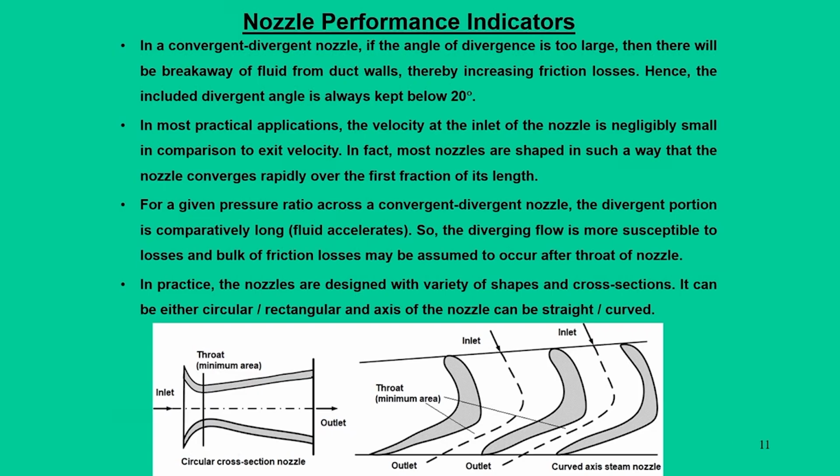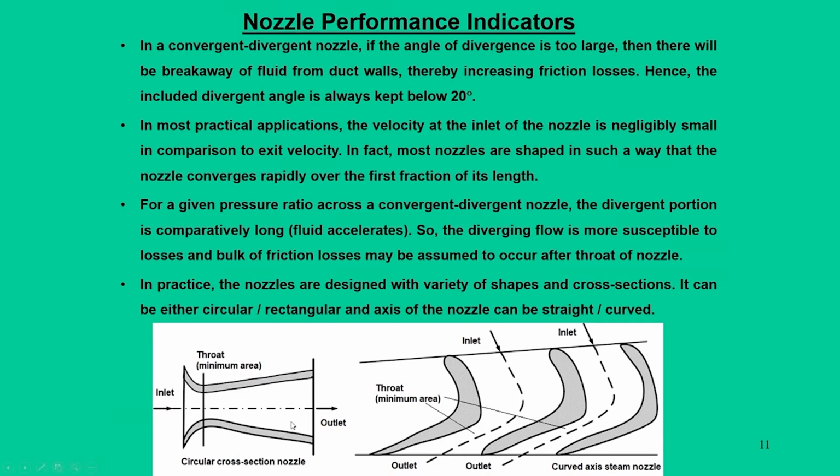Typically, the fluid can be a gas, a perfect gas, or air. The other category could be a vapor, particularly water vapor or steam, superheated steam when it expands in the turbines. The shape of the passage in the turbines is of a particular fashion, which we call a curved axis steam nozzle. So, for nozzle calculations, basically they are nothing but convergent divergent nozzles.